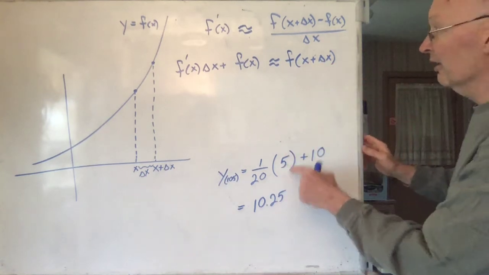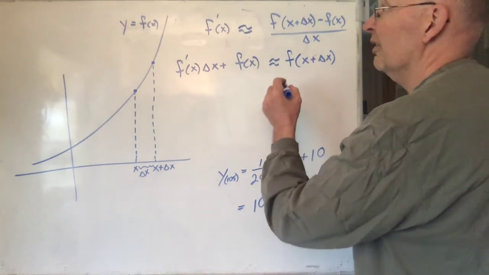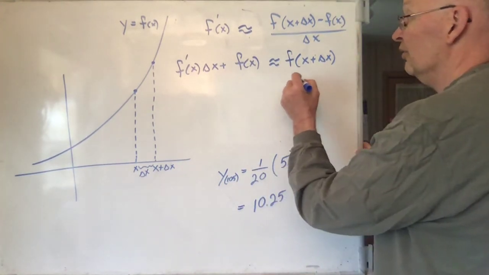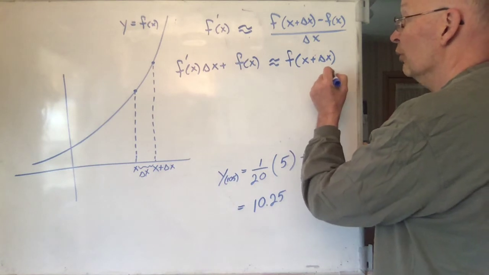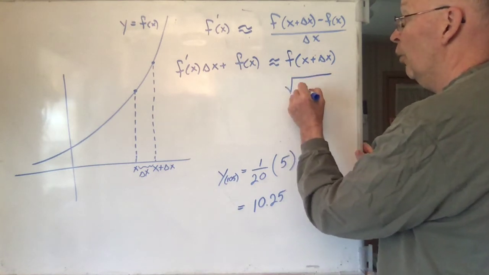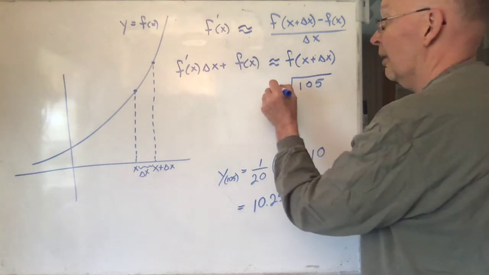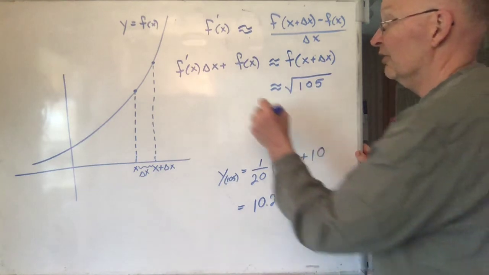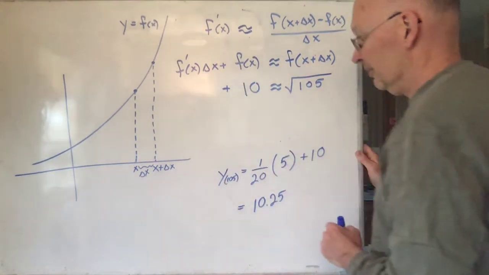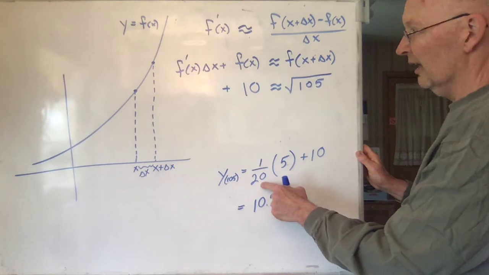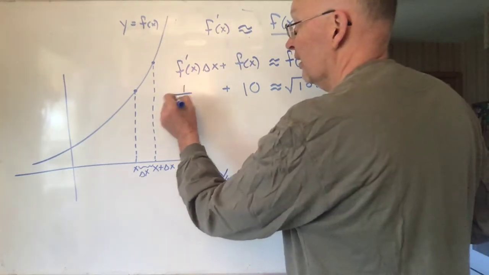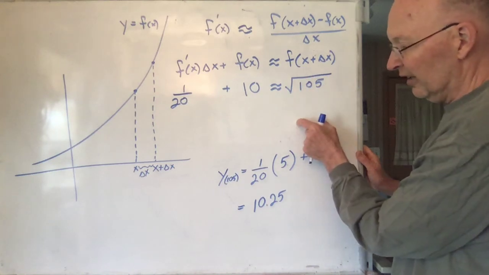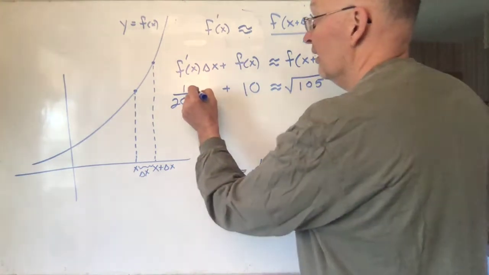We said right here, our function that we were dealing with earlier was the function square root. So we had that the square root of 105 is approximately equal to the square root of 100, which is 10, plus the derivative at 100, which is 1/20th, times the change in the x values, and the change in the x values for us was 5.